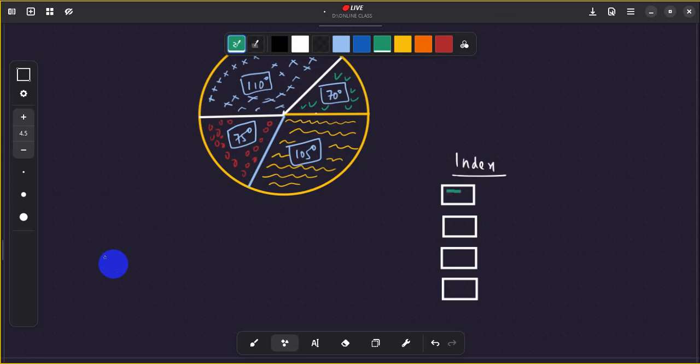Tick marks. Similarly, second is 110, cross marks. The third one is circles, and the fourth one is waves.